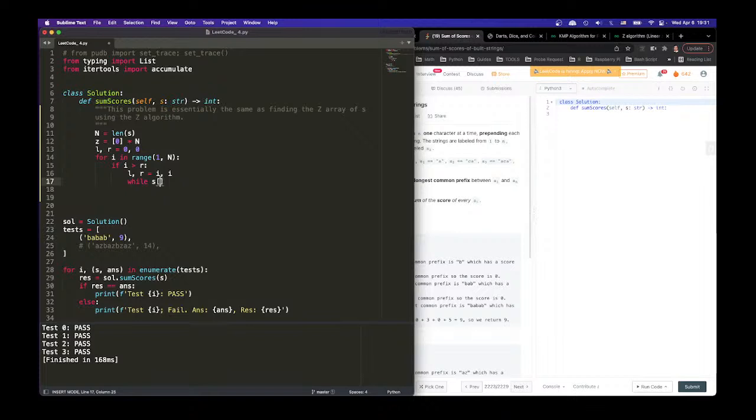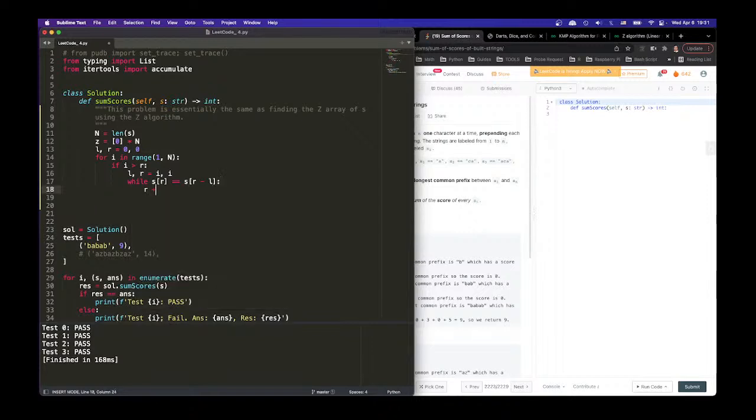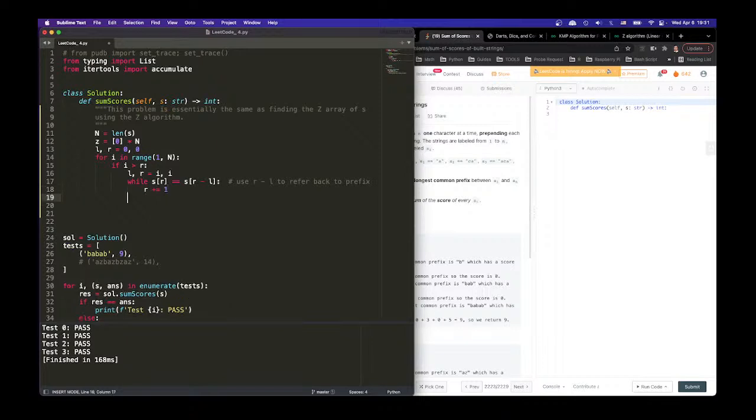So the current is R. If it's equal to, I need a prefix, right? The prefix. Now this is the genius part. R minus L for the prefix. That is genius, right? R plus equal 1. So this uses R minus I to refer back to the prefix. This is genius. So keep going until I cannot go any more, right?